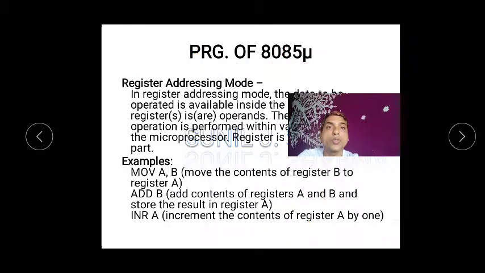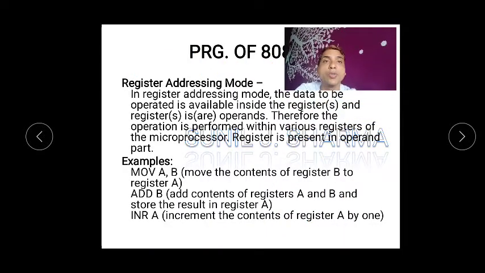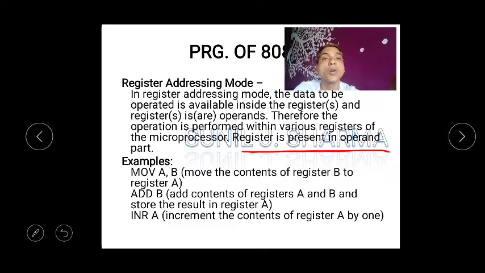Now let's go with the next addressing mode, register addressing mode. In register addressing mode, the data to be operated on is available inside the registers, and registers are also the operand. Therefore the operation is performed in various registers of the microprocessor. Remember that all register addressing mode instructions are always 1 byte. And remember, this line is very important: registers are present in the operand part.